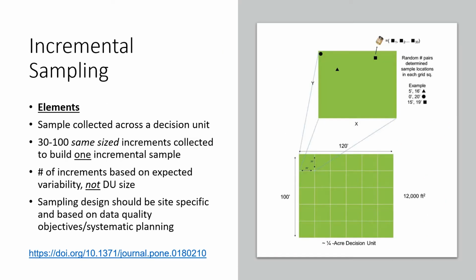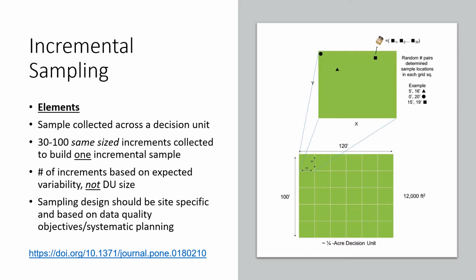This is a figure from a paper that I wrote with some others about incremental sampling, for a research project, and it demonstrates how the incremental sample can be constructed. So here we have a 1/4 acre decision unit. A decision unit is the area that we want to make some decision on. Each of these grids is sampled.